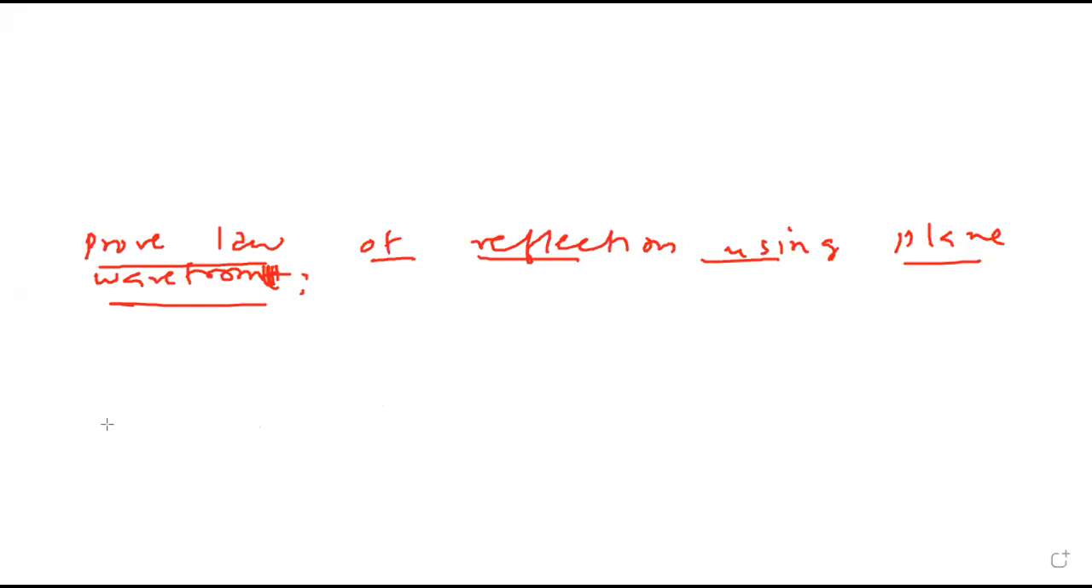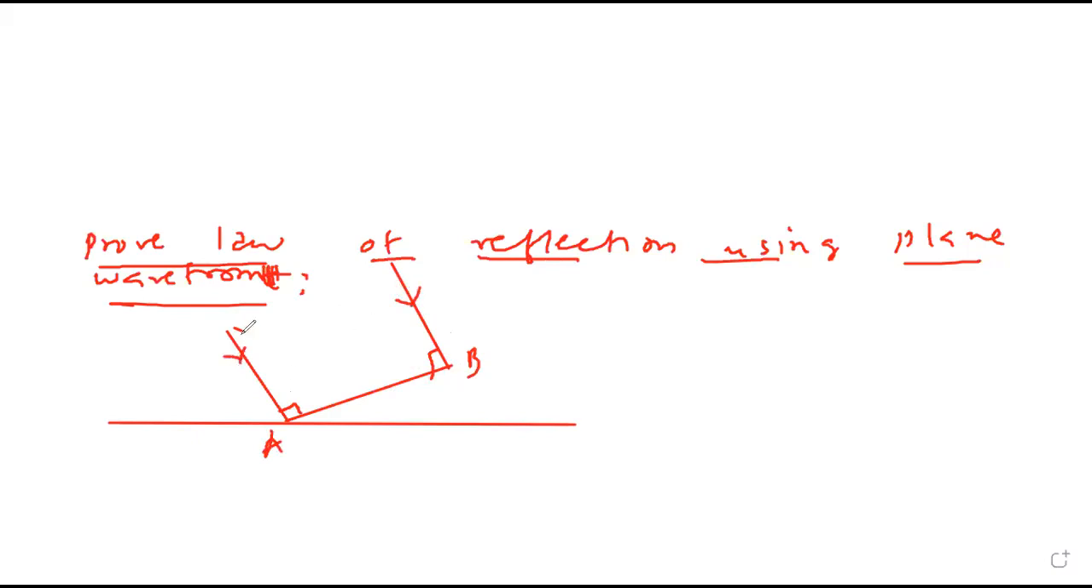Consider plane wavefront AB bounded by rays PA and PB to be incident on plane reflecting surface XY.